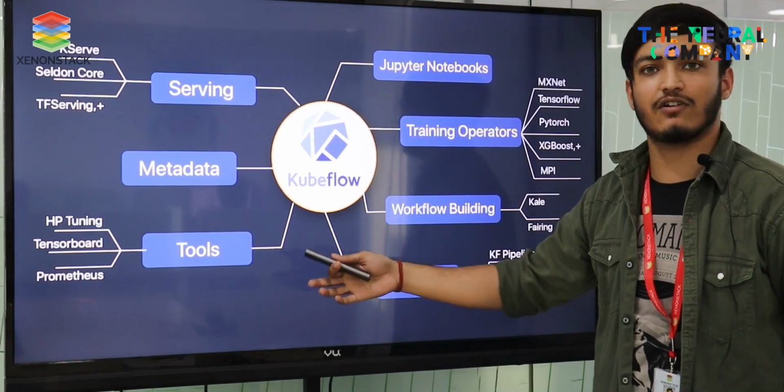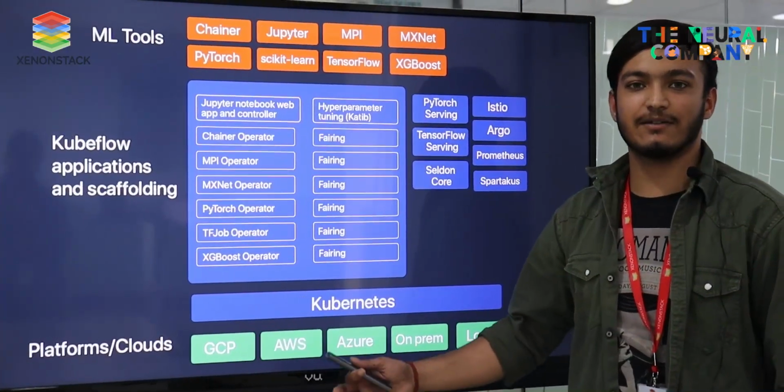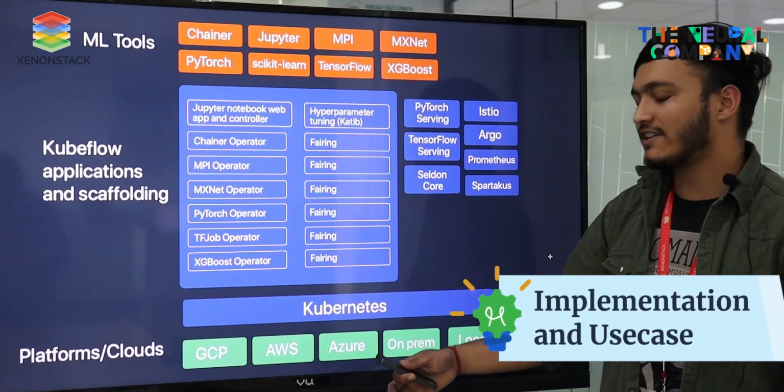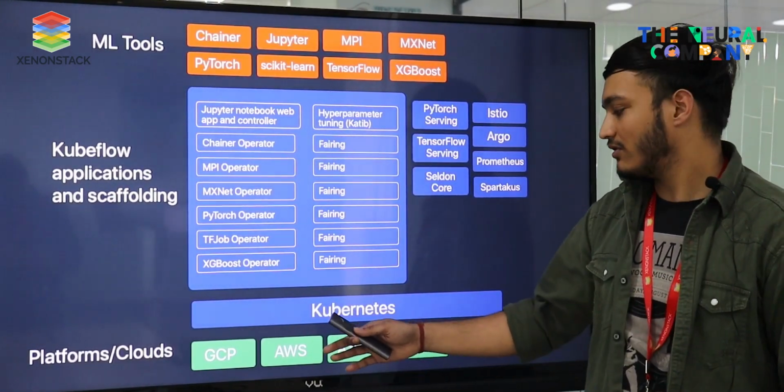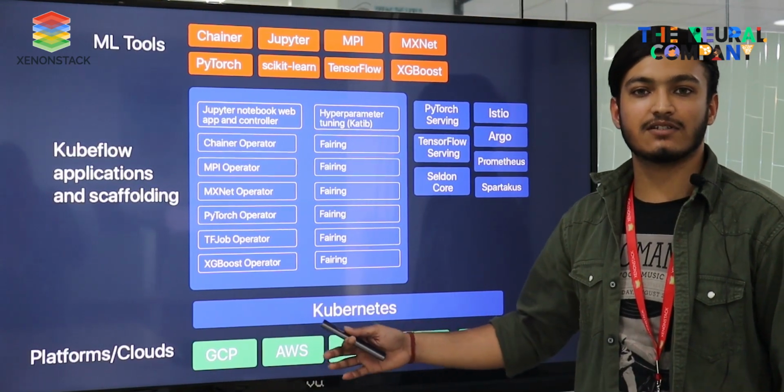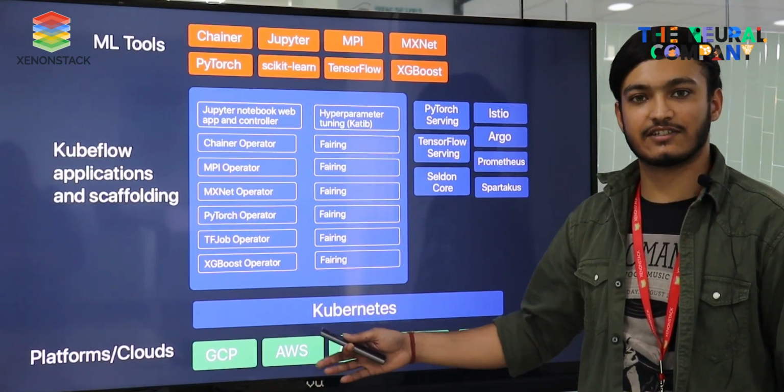We are going to move forward to the implementation of our Kubeflow tool. So here is the implementation. What is the first step of our implementation? The first step is to install Kubernetes. What is Kubernetes? Kubernetes is a famous container orchestration system.